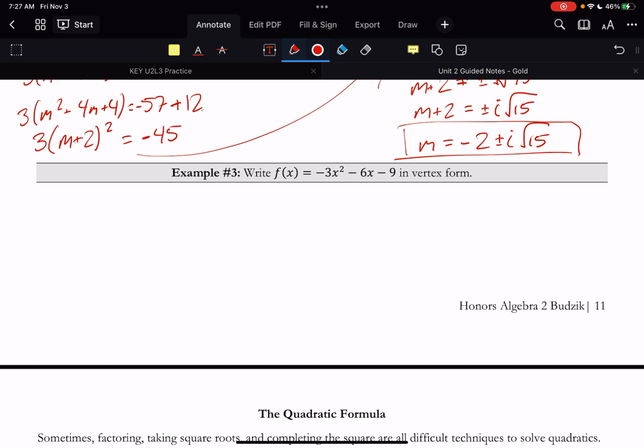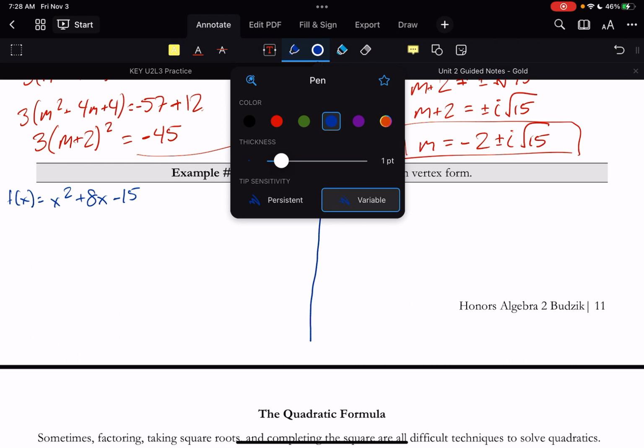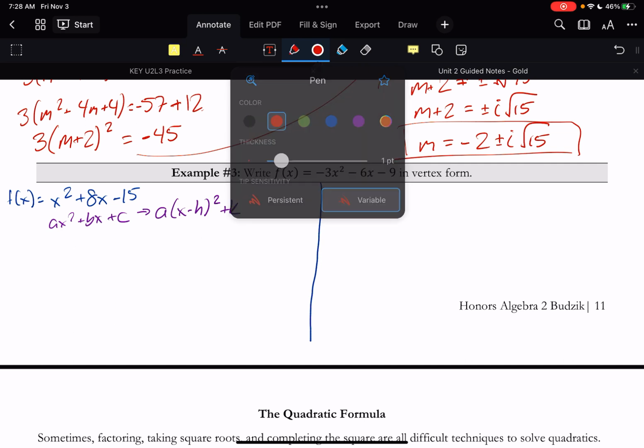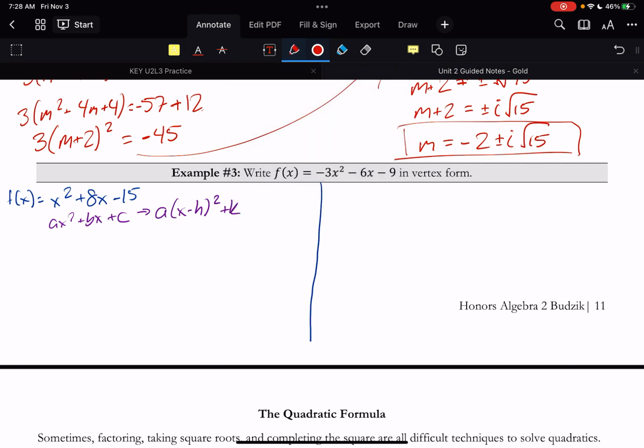Okay, now we can convert from standard form to vertex form. We had to learn how to complete the square to be able to do that. So I am going to show you a little bit easier one before we do the one that's in the notes. So the first one that we're going to do is going to be on the left-hand side. I'm going to do f of x equals x squared plus 8x minus 15.